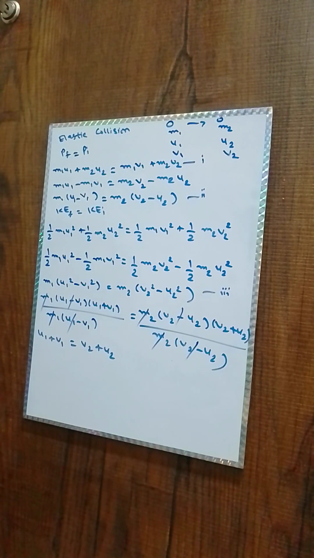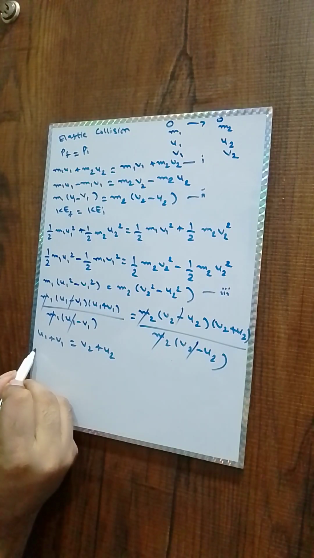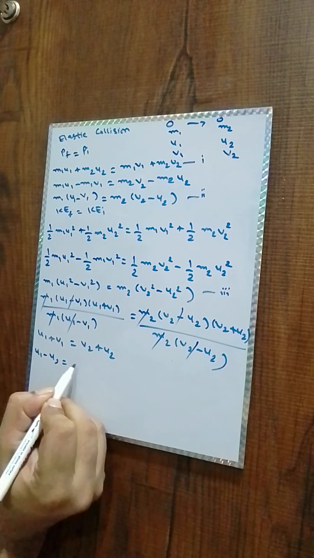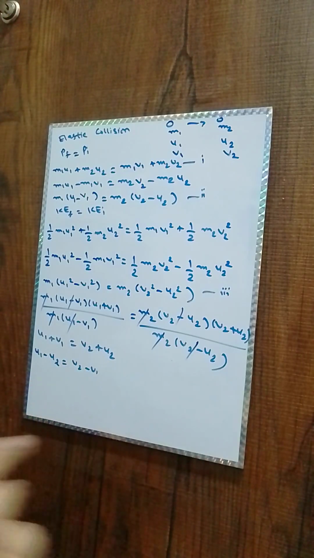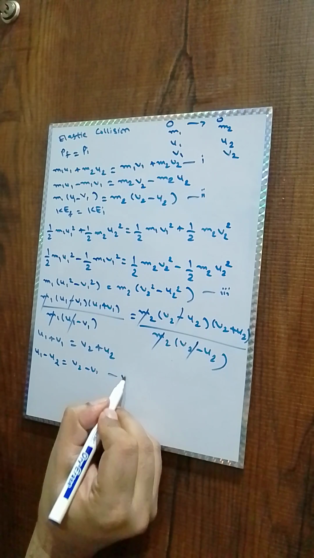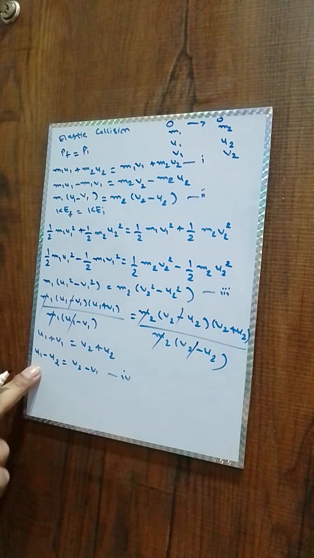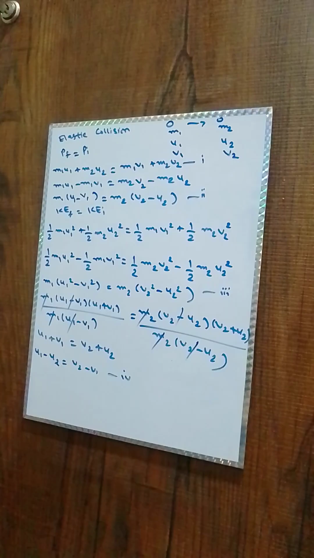Okay, which means that u1 minus u2 is equal to v2 minus v1 if you rearrange. So this becomes equation 4. The difference in initial velocity is equal to the difference in final velocity. Okay, this form can be used for further analysis.